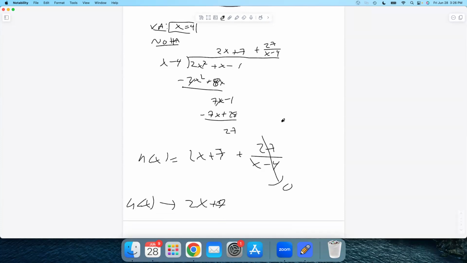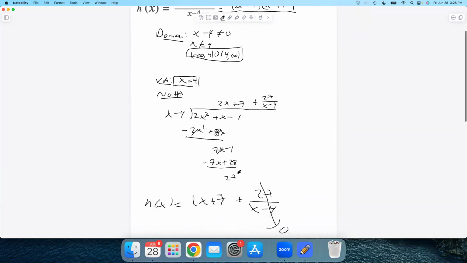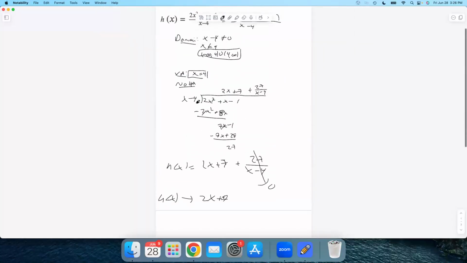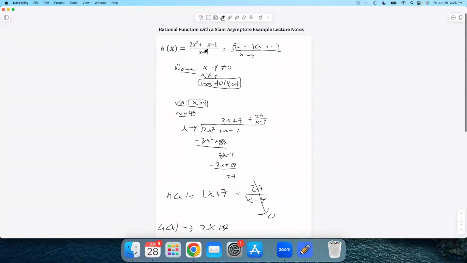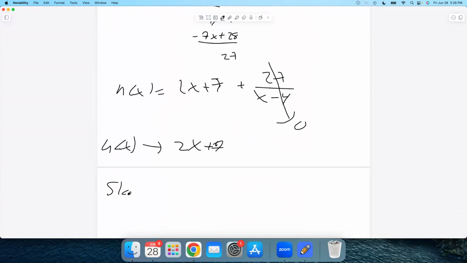So that's how we find horizontal or oblique or slant asymptotes: we do long division and then we ignore the remainder. We just take the equation of the line we get on top. And since the degree of the top is one more than the degree of the bottom, we're always going to get a line here. Okay, so then my slant asymptote will be the line y equals 2x plus 7.